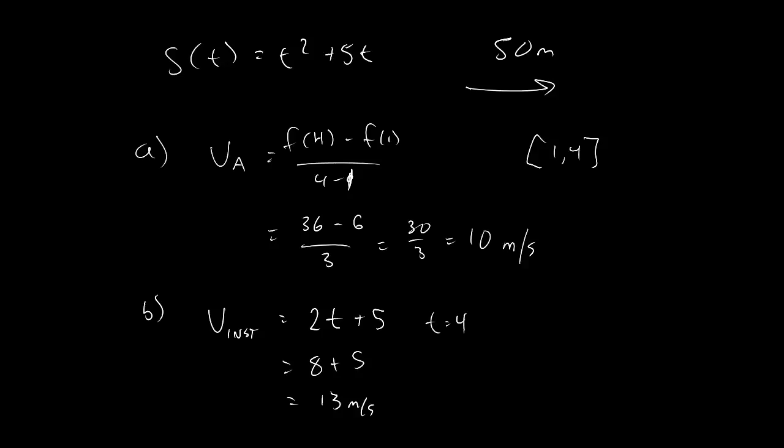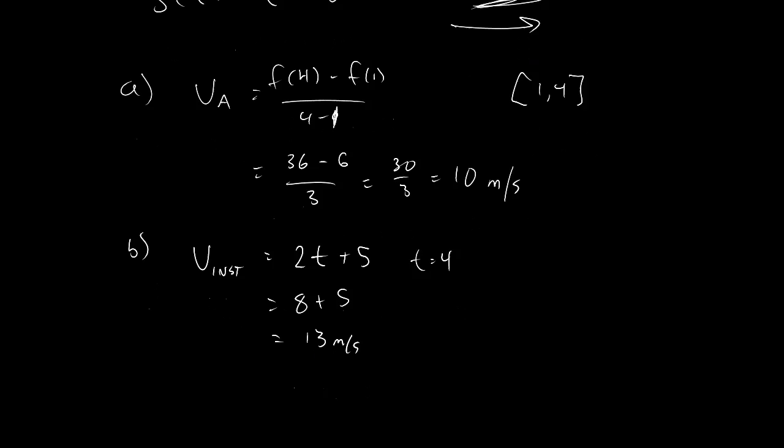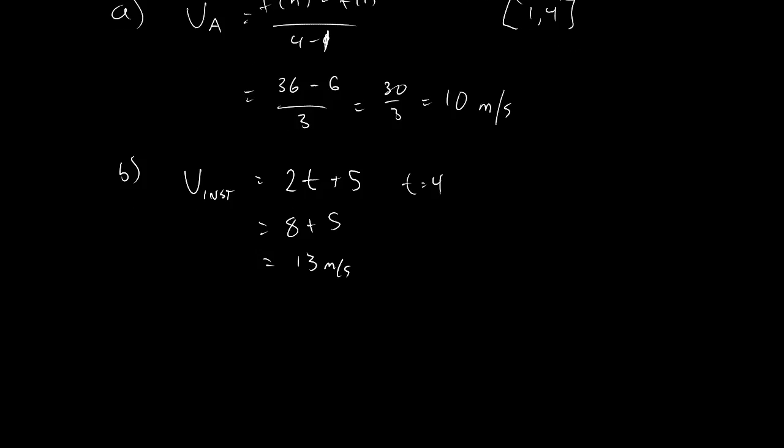And then it says find the velocity at the end of the dash. So I dashed 50 meters, so that's the distance. So if I come down here, I'm going to have 50, because that's my total distance covered, is equal to this. So then I'm going to have 0 is equal to t squared plus 5t plus 50.